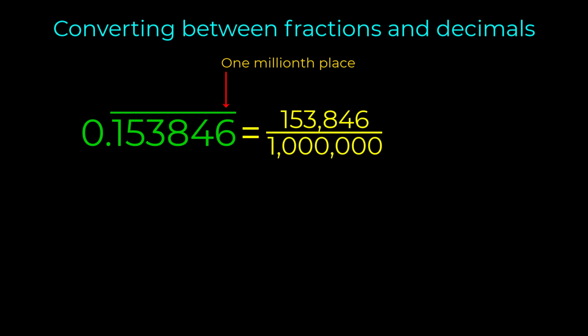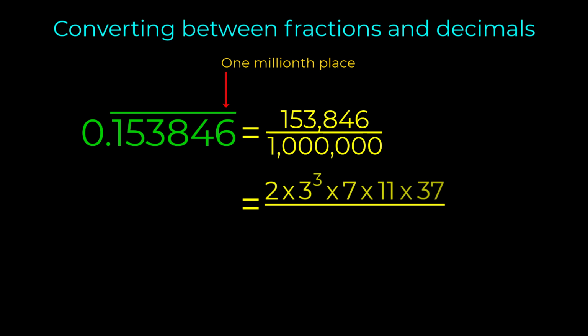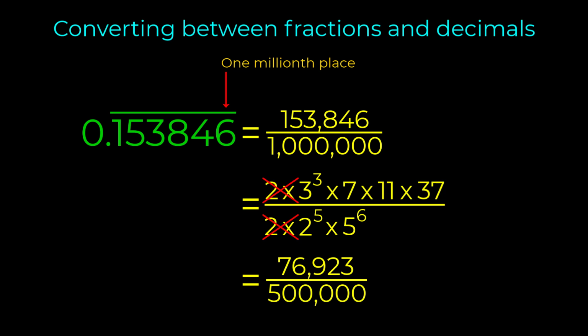153,846/1,000,000. The prime factorization of the numerator, 153,846, is 2 times 3 cubed times 7 times 11 times 37. Believe me, it was quite a bit of work to find that factorization. The prime factorization of 1 million is 2 to the 6th power times 5 to the 6th power. We can factor out a 2 from the numerator and the denominator and multiply my prime numbers out again, but we are left with 76,923 over 500,000. So that fraction is in its simplest form.